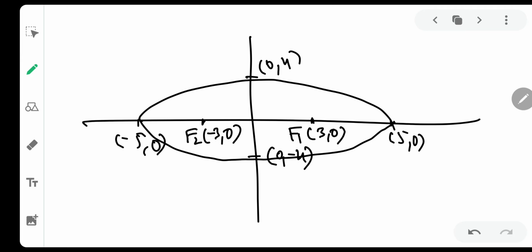But our circle is touching whom? Our circle is touching the positive focus. So let me draw a circle which is touching this. Sorry, very sorry.